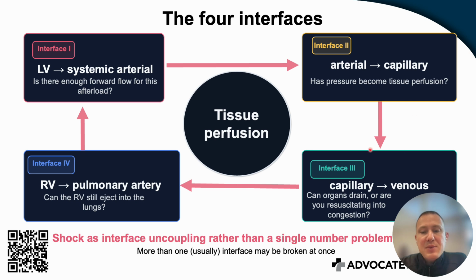Interface 3 describes venous return, or the interaction between capillary and the venous side, more specifically how the mean systemic filling pressure gradient to right atrial pressure can help drain venous blood from vital organs back into the heart. And finally, interface number 4 describes the interaction of the right ventricle with the pulmonary artery. It answers the question, can the right ventricle still eject blood into the pulmonary artery under a given RV contractility and pulmonary vascular resistance?